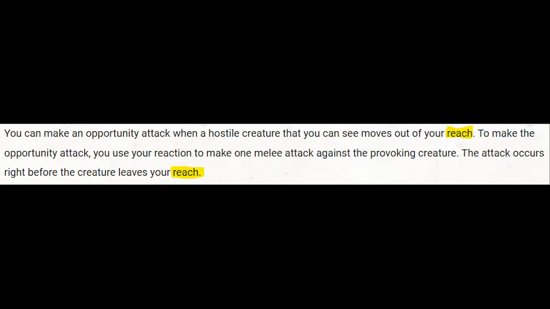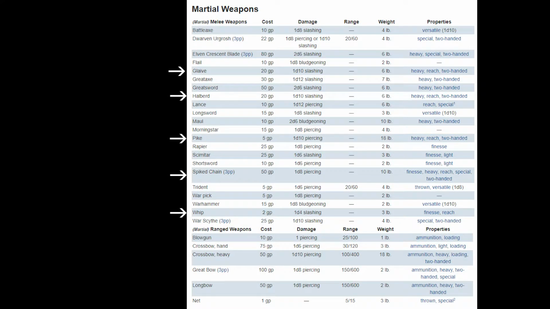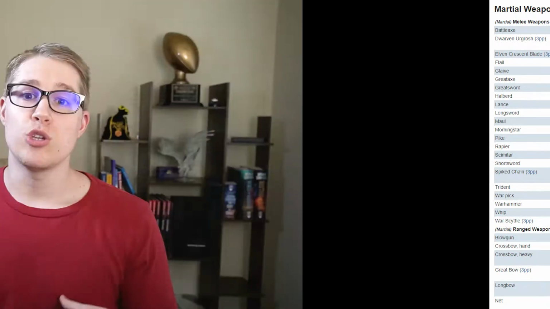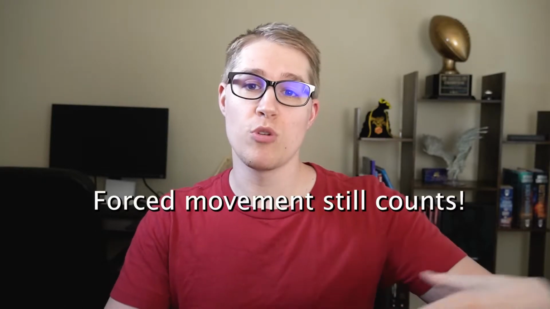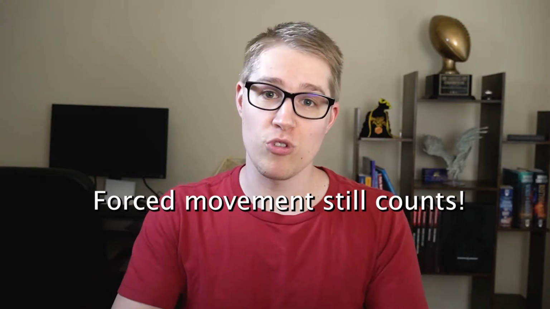The reach part can be confused. Most melee weapons only have a reach of 5 feet, so when you move away from that 5 feet, you get an attack of opportunity. But if you're using something like a halberd, or if there's a creature that has 15 feet of reach, you don't get an attack of opportunity unless they leave your reach. If the spell or whatever says that they are feared and they need to use their reaction or their movement to move away, it does provoke an attack of opportunity. They are using their movement to walk away.